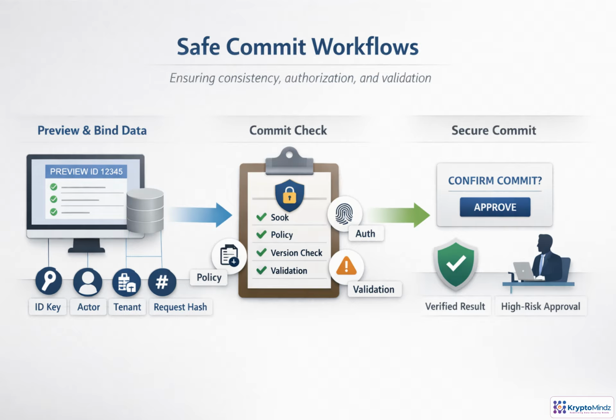A safe commit is not just a button click. It is a second contract check. The request should be tied to the preview ID, idempotency key, actor, tenant, scope, and original request hash. Before executing, recheck authorization, policy, resource version, and business rules, because the world may have changed since preview. For risky operations, add stronger proof, like confirmation text, elevated access, or human approval. Then execute the transaction atomically and return a durable result or operation status. So retries are safe and outcomes are auditable.